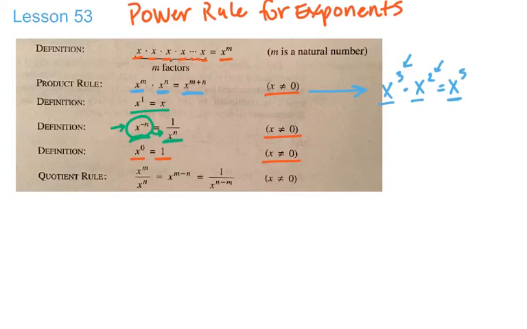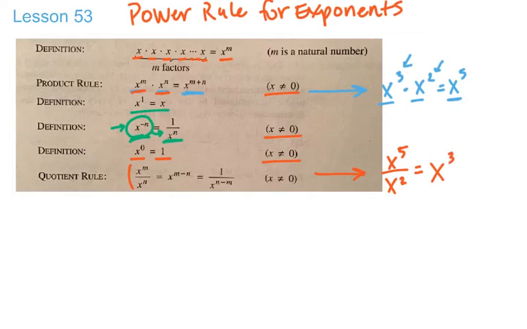And then the last one is the quotient rule. So we saw what happens when you multiply things with the same base with an exponent, but when you divide them, you do the opposite. Instead of adding those exponents, you subtract them. So here's an example of this one. If you have x to the fifth power divided by x to the second power, you have x, and then you subtract the top to the bottom, so 5 minus 2 is 3.